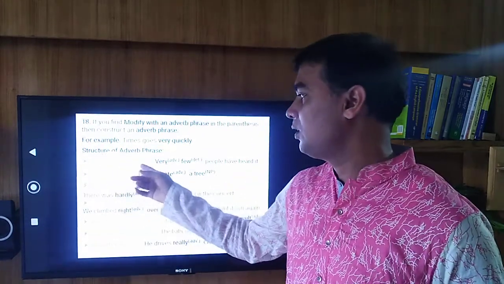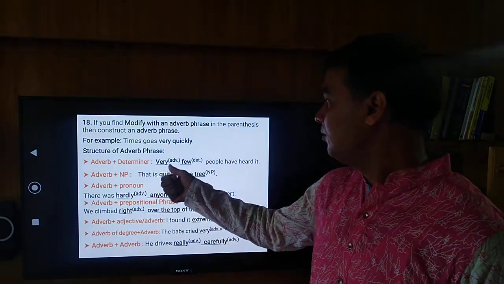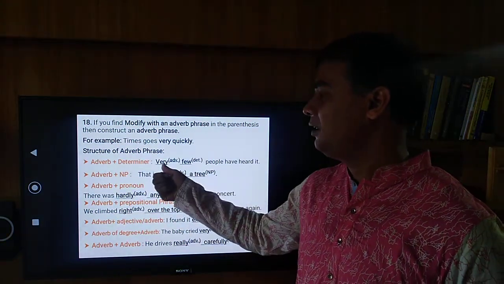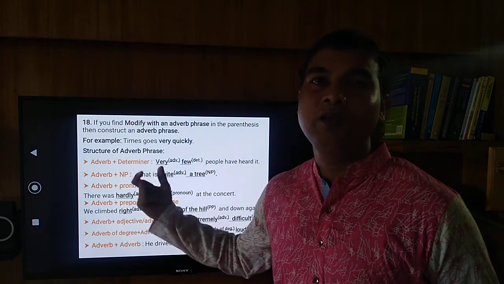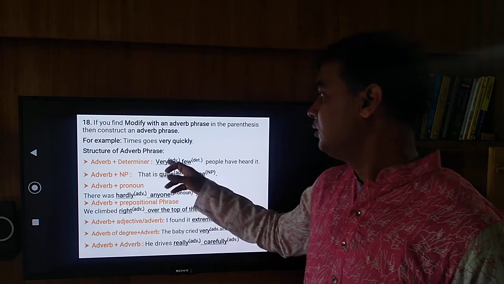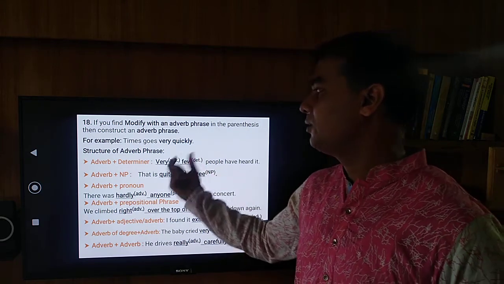Number one, adverb plus determiner. You see, very few people have heard it. Here, very, adverb, few, determiner. So adverb plus determiner, combining these two things, we can construct an adverb phrase. So very few, this is an adverb phrase.